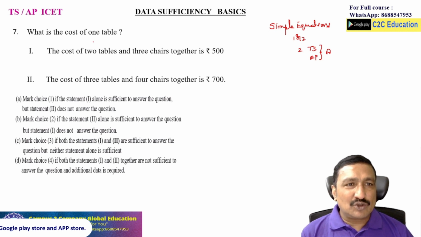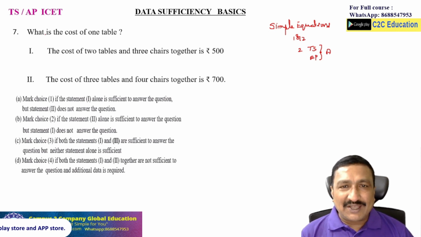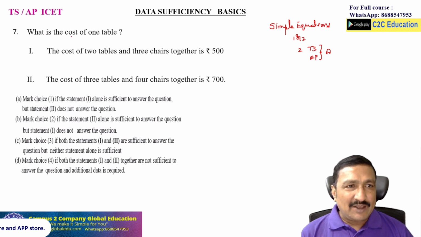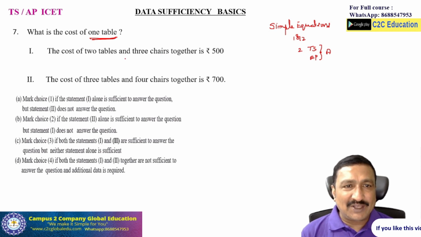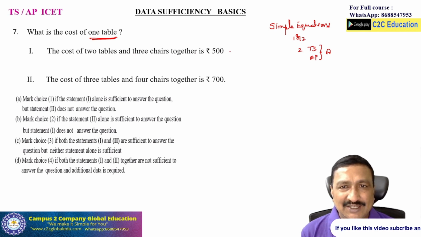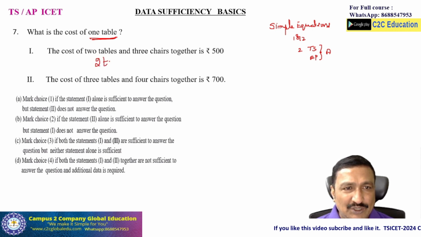Right, friends? So here how to solve this question. If you are very good at forming the equations, this topic is very easy. They are asking what is the cost of one table. First statement: the cost of 2 tables and 3 chairs together is 500 rupees. Based on this statement, first we have to form the equation based on the condition. Let us take table cost is T rupees, chair cost is C rupees. So according to first statement, 2T plus 3C is equal to 150 rupees. Sorry, is equal to 500 rupees.